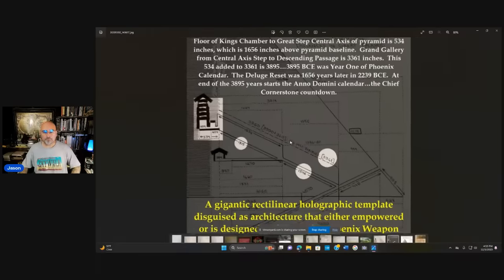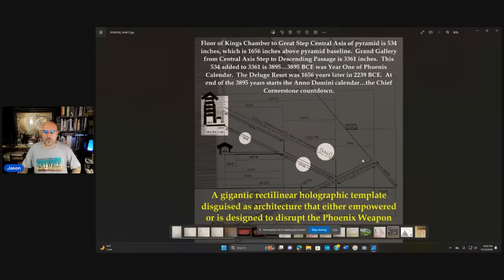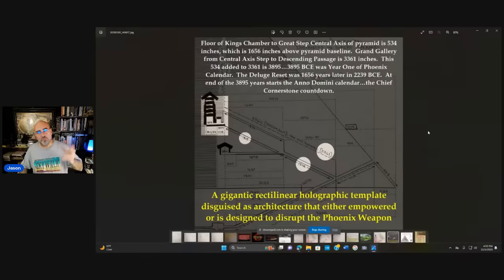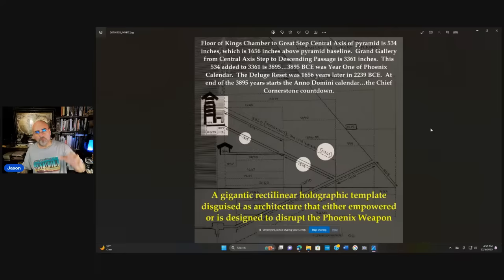So this is just showing you, at the bottom I've got a gigantic rectilinear holographic template disguised as architecture that either empowered or is disguised to disrupt the Phoenix weapon. This is theory. This is where actual fact bleeds off into conjecture. I'm not sure exactly what all this means. I'm telling you that now.